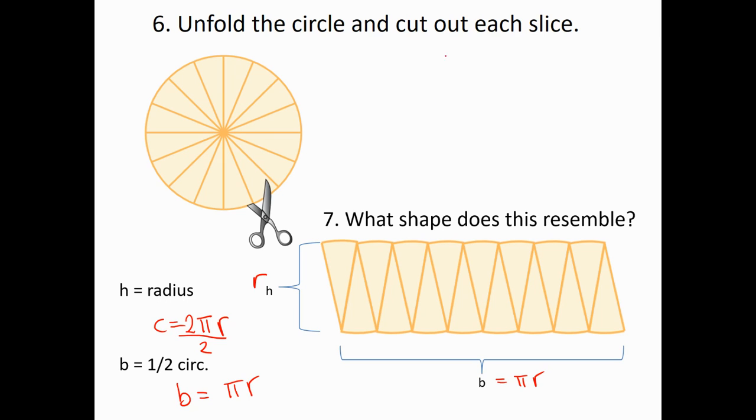And so when we take the area formula and multiply base times the height, in this case we take pi r times r again, and we get pi r squared. So the area of any circle, we just need to know the radius, square it, and then multiply by pi.